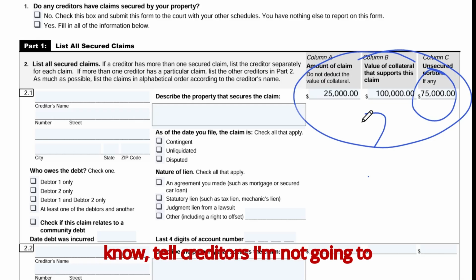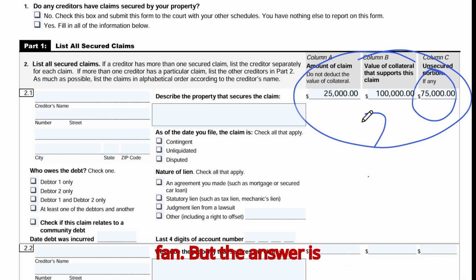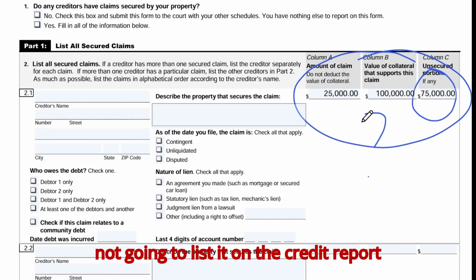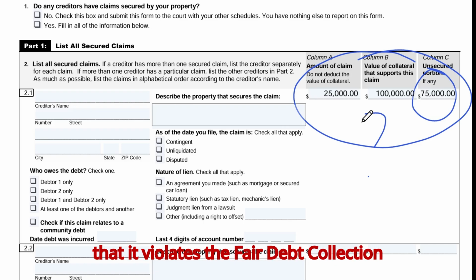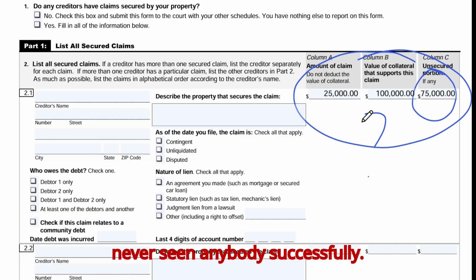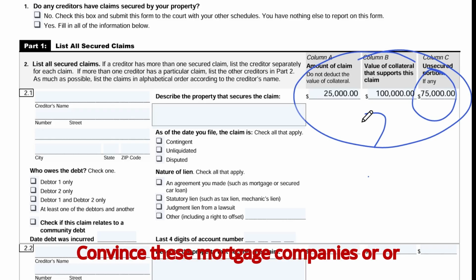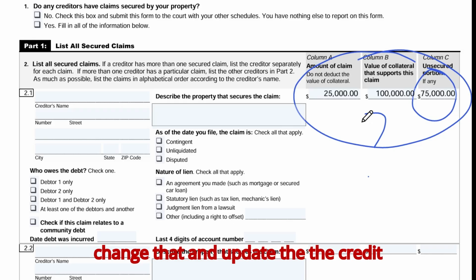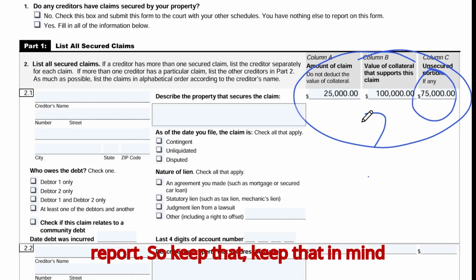You just can't tell creditors, I'm not going to sign anything just in case it hits the fan. The response is, they're probably not going to list it on the credit report, with this made up rule that they have that it violates the Fair Debt Collection Practices Act. You could always argue with them. Will it get you nowhere? I've never seen anybody successfully convince these mortgage companies or car loans to change that and update the credit report. So keep that in mind when it comes to the reaffirmation agreement.